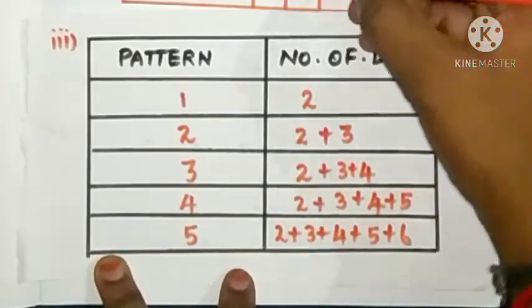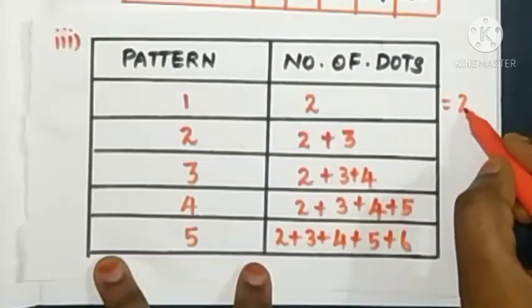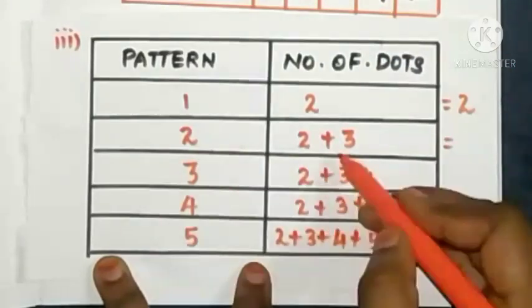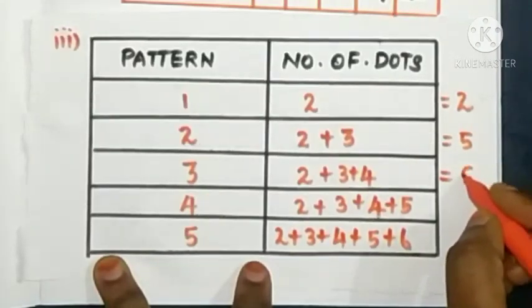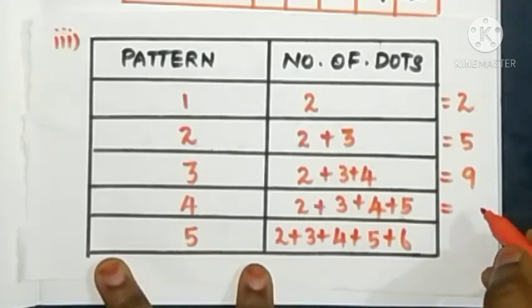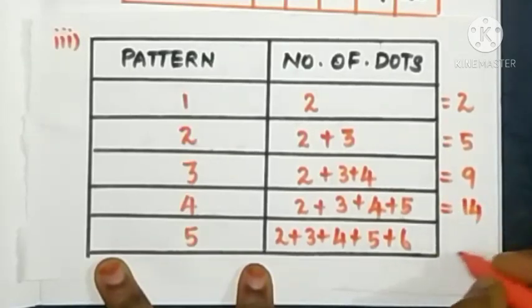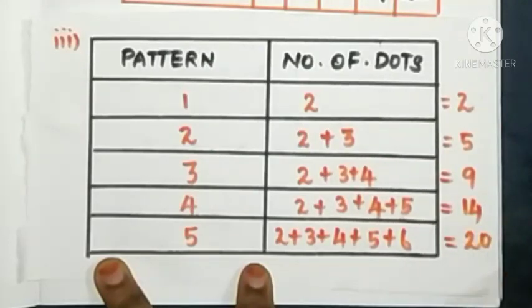So the number of dots in first pattern is 2. The number of dots in second pattern is 5. The number of dots in third pattern is 9. The number of dots in fourth pattern is 14. And the number of dots in fifth pattern is 20. Students, you all clear now how you find the pattern?